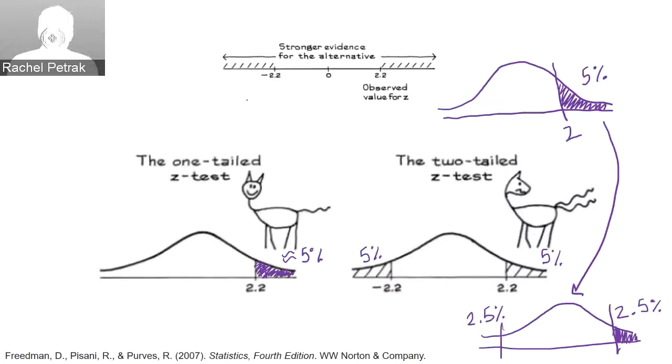The take-home message here is that with a two-tailed test, you need stronger evidence in order to reject the null, because these values are bigger. They're more extreme values. So a one-tailed test is generally not recommended unless you have a specific reason to expect one group to be higher or lower.